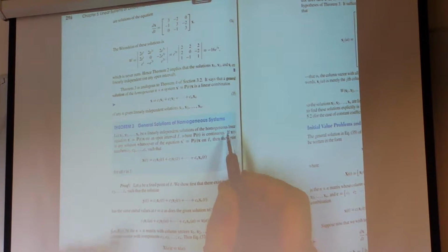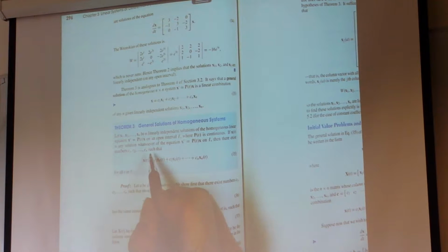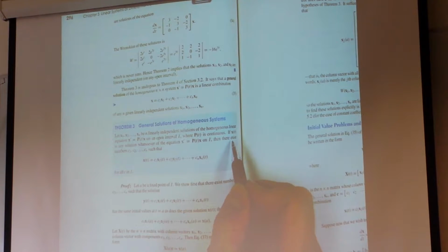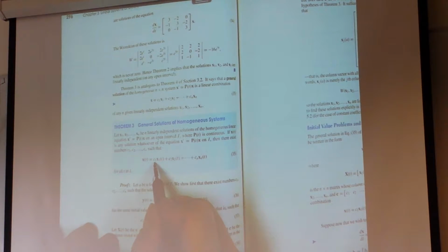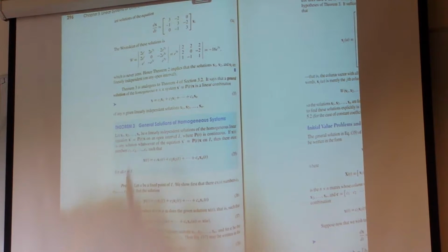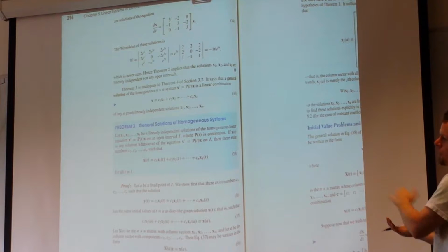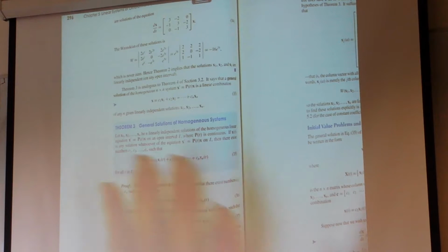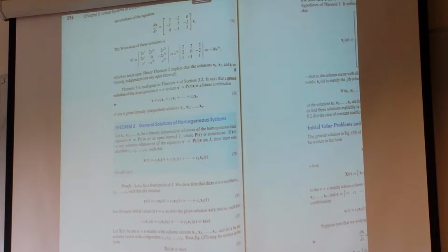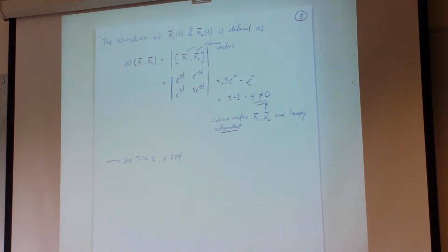But what it says is if another x of t represents any solution, then that x of t must be a linear combination of those n linearly independent solutions. So that theorem also holds over from the single equation case. Okay? So we're not doing any proofs of those or anything like that, but not here.